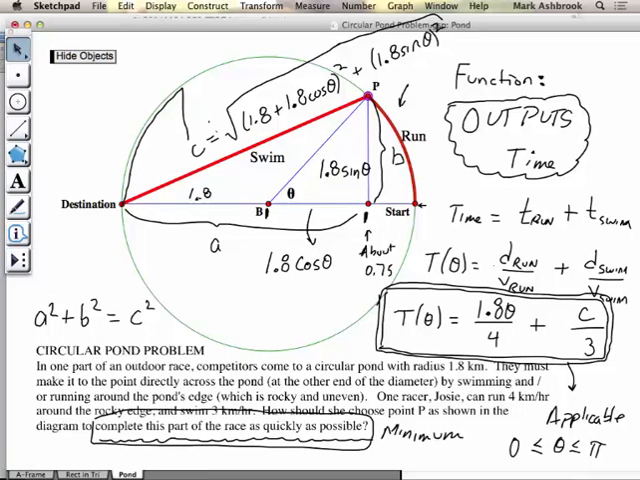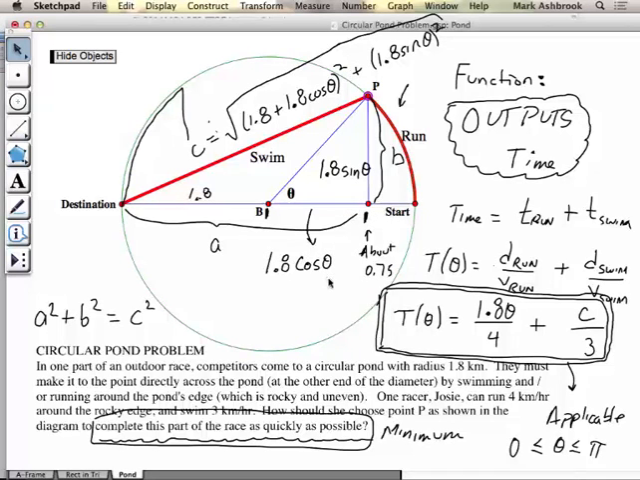So that would be what cosine would be, about 0.75. But we need this distance in kilometers. So one radius is 1.8 kilometers, so we need 0.75 of that for this particular point P. So if this is about 0.75, then this is about 0.75 times 1.8 kilometers.